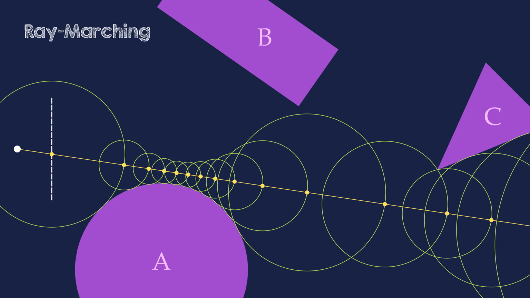Another possibility is to check whether the current point you're on is a certain maximum distance away from the camera. You stop if you are past that. In practice, you probably want to combine both ideas.